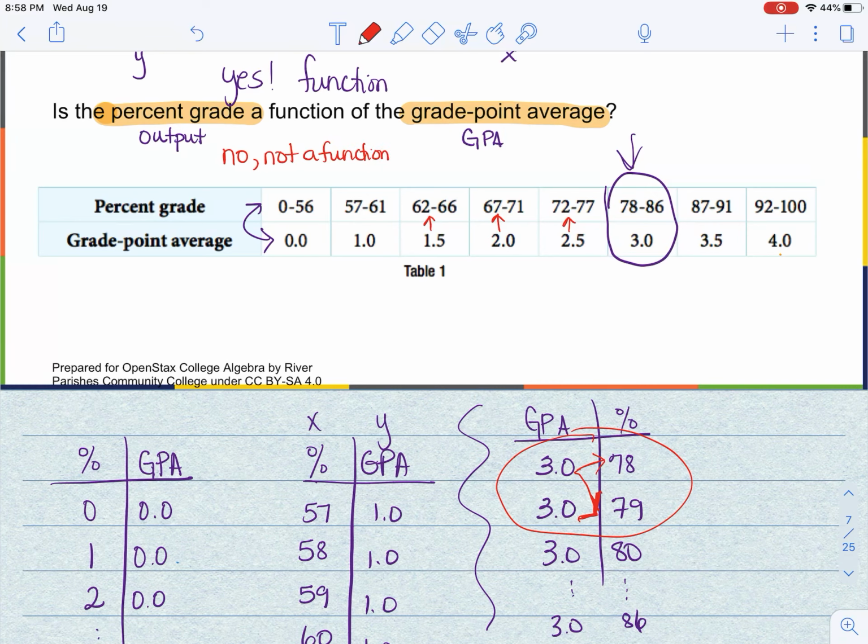And if they ask why, you can just pick one of the X's that are mapped to multiple Y's. Pick one of the inputs that are mapped to multiple outputs and give that as your reason.